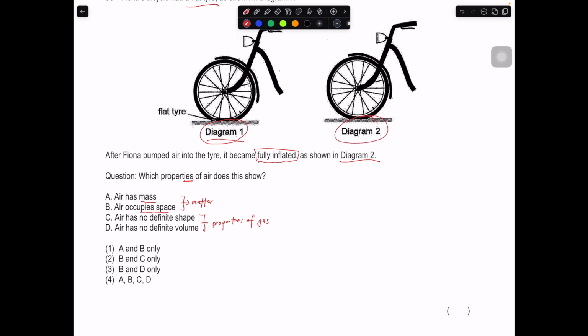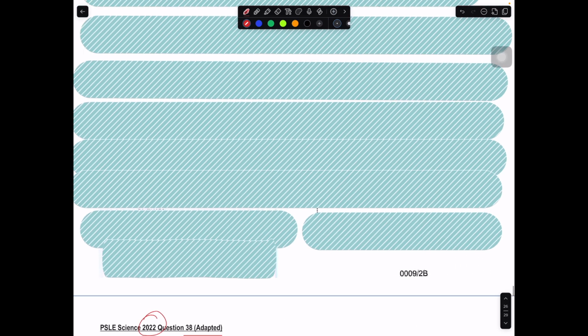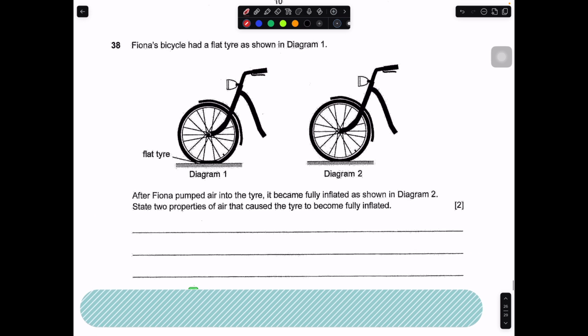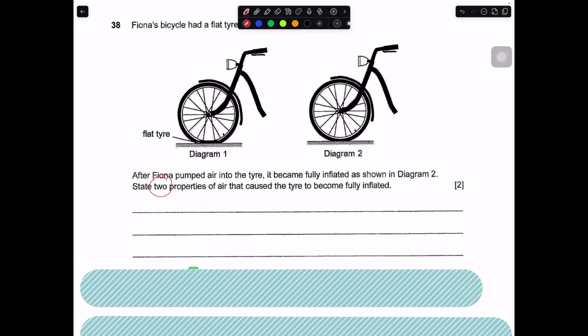So let me show you the original question. The original question really looks something like this. It's the same thing, but instead of choosing the options, now you have to write it out. So definitely there is one property that is being shown.